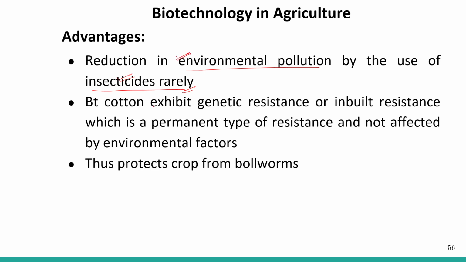BT cotton exhibits genetic resistance or inbuilt resistance, which is a permanent type of resistance and not affected by the environmental factors. So there are many environmental factors that do not affect this particular variety of the cotton. So that is good to use, right? Thus it protects the crop from the bollworms.